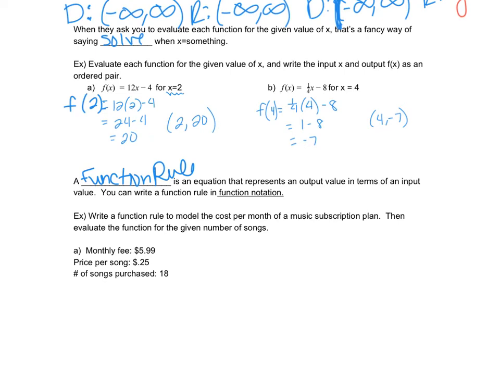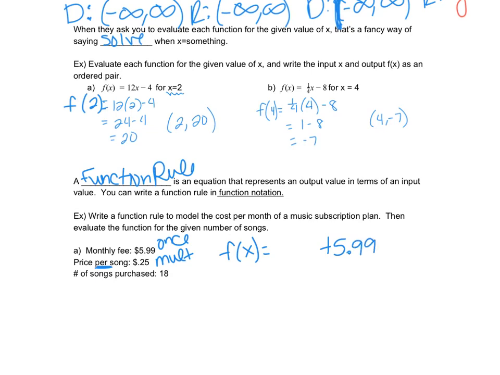So step 1, let's write the function rule. So we have a monthly fee and a price per song. So the monthly fee, is that happening multiple times or just once? It's happening once. And then the price per song, anytime you see the word per, you know that's happening multiple times. So that's the one that's happening multiple. Okay, and we're going to leave that last part alone for now. And so this $5.99, since it's happening once, the function f of x is going to be something plus $5.99.